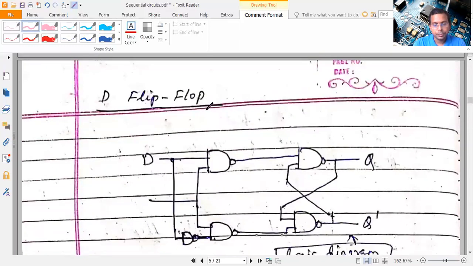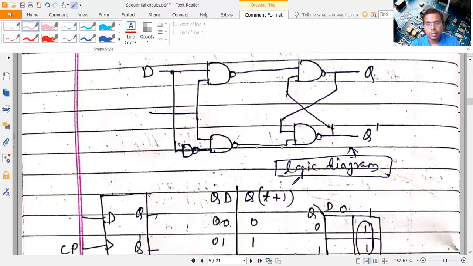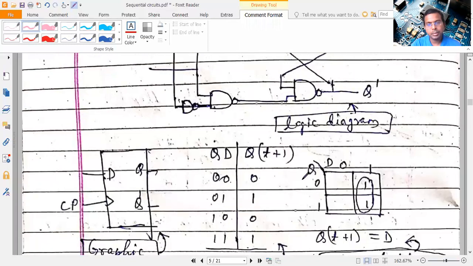Now the D flip-flop. What is a D flip-flop? One of the inputs, S, is given directly D, and the other input R of the SR flip-flop is given inverted D. This is the NOT gate, and it constitutes the D flip-flop. So its operation can be understood.